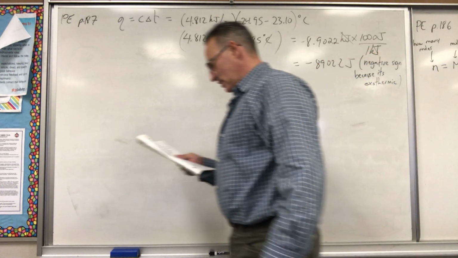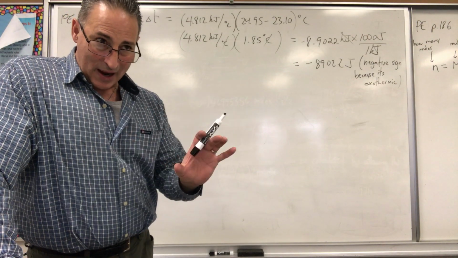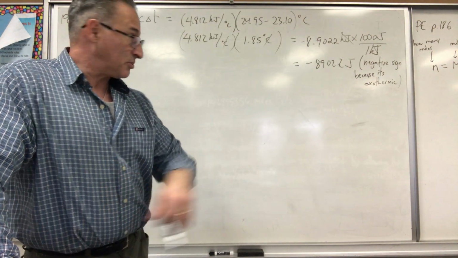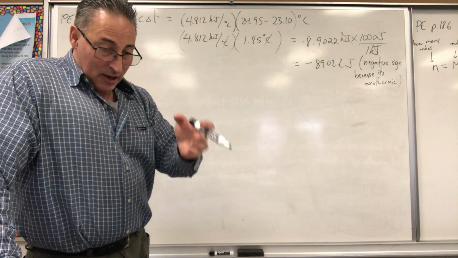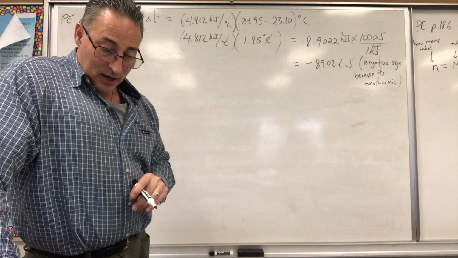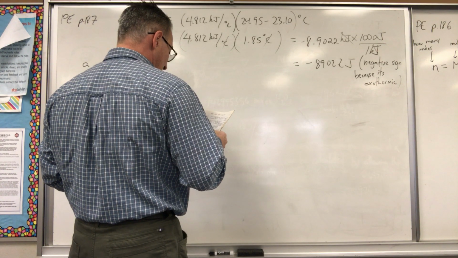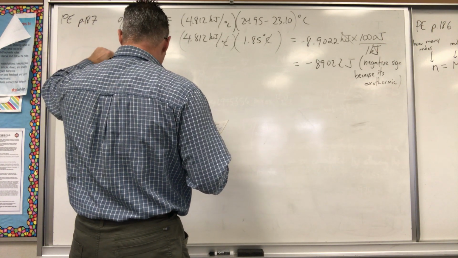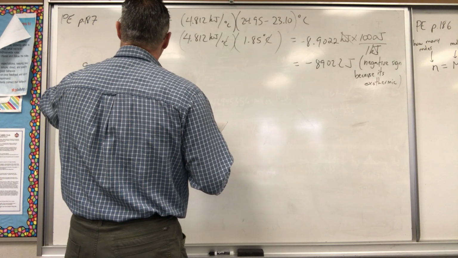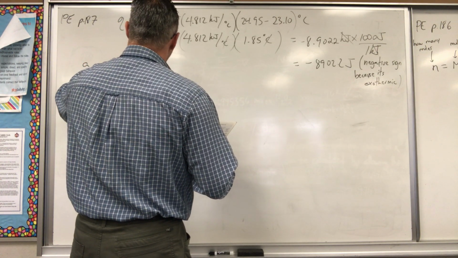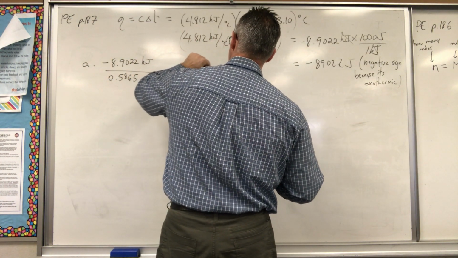The reaction releases heat. Now, we found how much heat is released by that reaction, but we haven't found it per gram of reactant or per mole of reactant. So we're going to use that number again and divide it by the grams of the actual amount of stuff that was burned, and then that'll give us a per gram amount. So this is part A of the question on page 187. So negative 8.9022 kilojoules divided by 0.5865 grams of lactic acid, and you get, after sig figs, 15.2 kilojoules per gram.